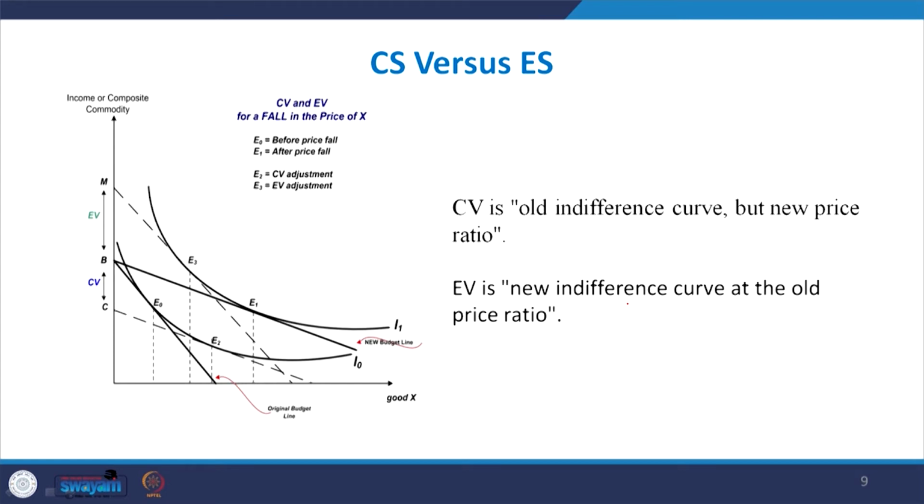Now, the equivalent variation is the new indifference curve at the old price ratio. So, old price ratio, new indifference curve. So, now the new line is parallel to the initial budget line. So, the movement is from E1 to E3. So, that is MB. So, MB is equivalent variation. E0 in this graph is the equilibrium point before the change in the price. E1 is when the price falls. E2 is the compensated variation adjustment, and E3 is the equivalent variation adjustment.